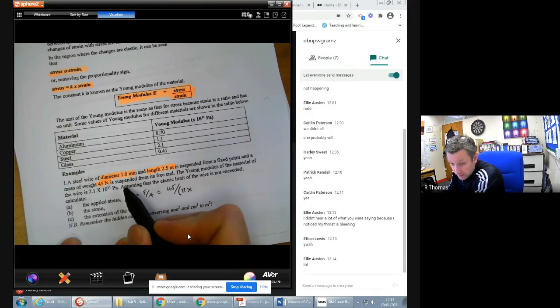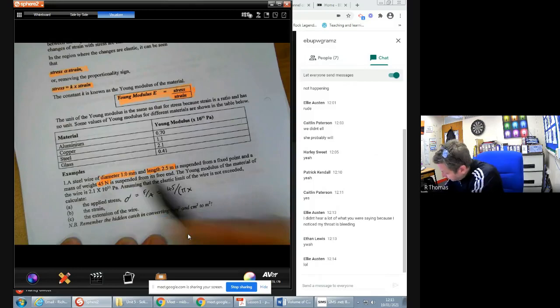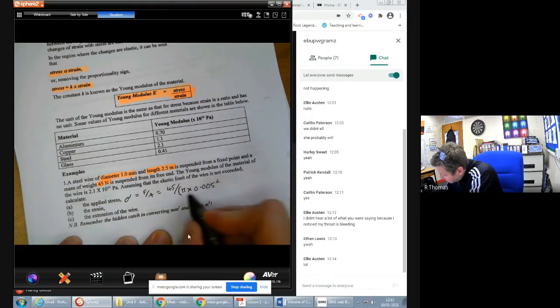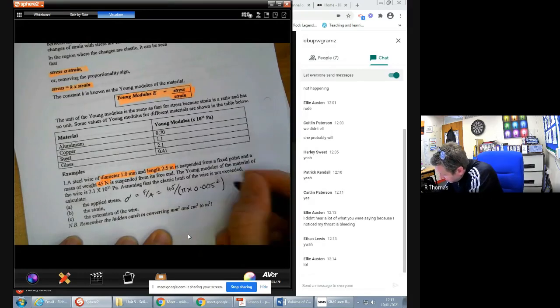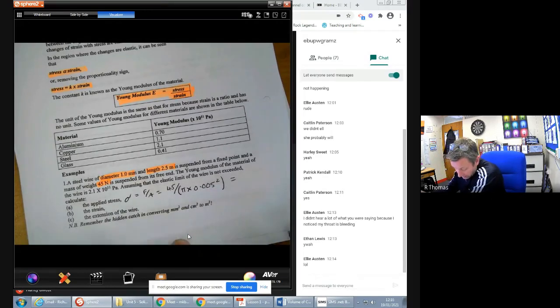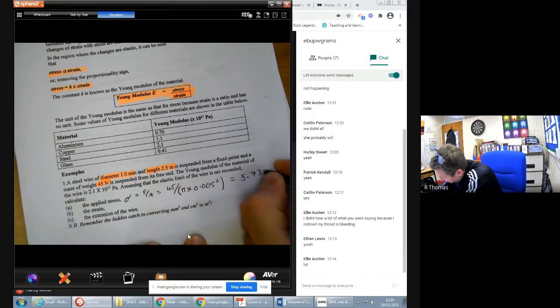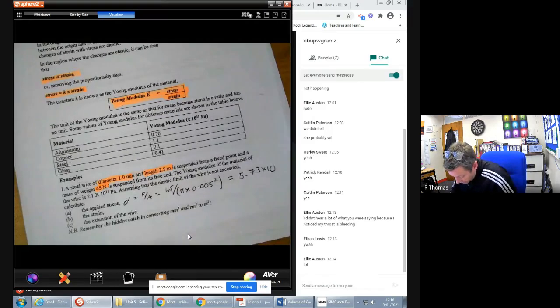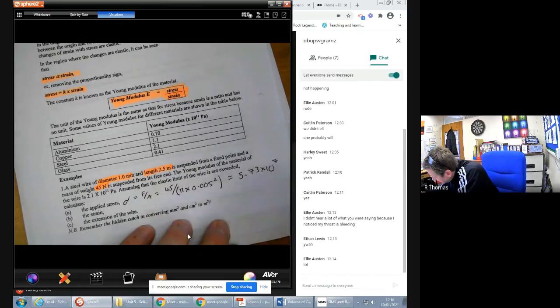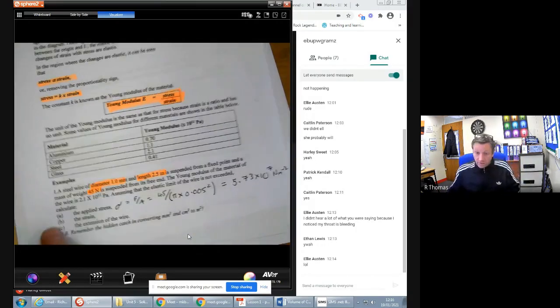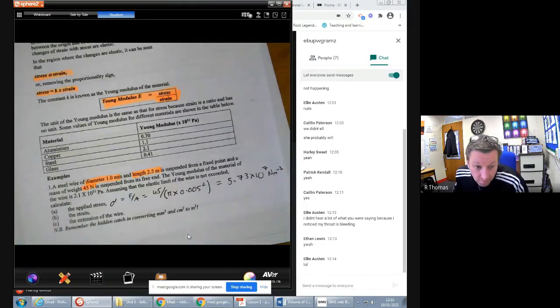So that's 0.0005 meters. Is that right? Yeah. So 0.0005 squared, so that's pi r squared in meters. And I've got for that 5.73 times 10 to the 7 newtons per meter squared. Did anybody else get roughly the same thing for the stress?